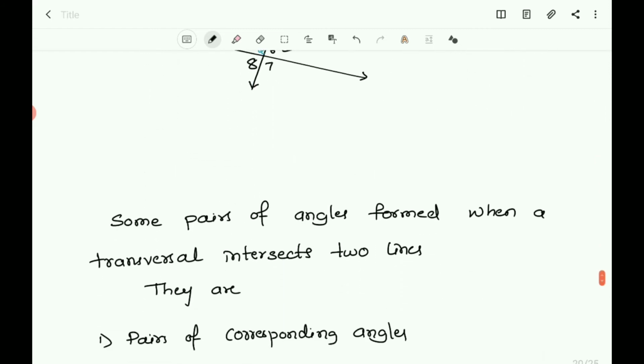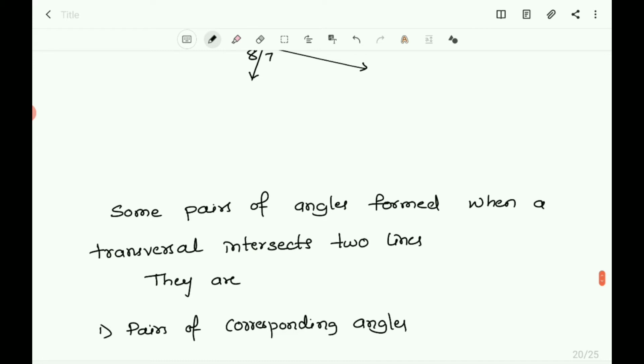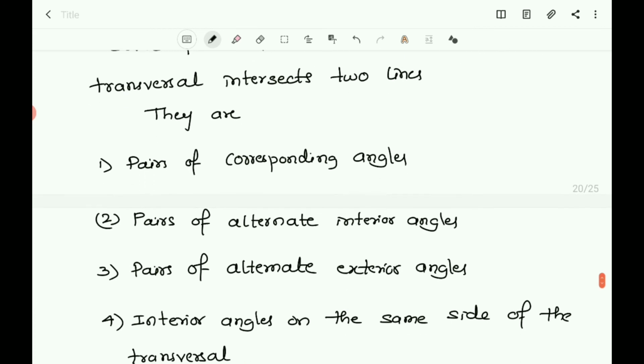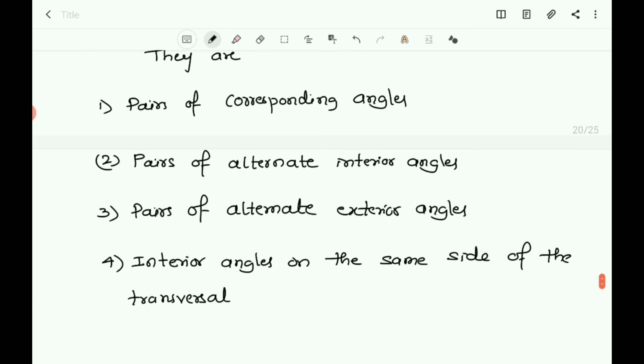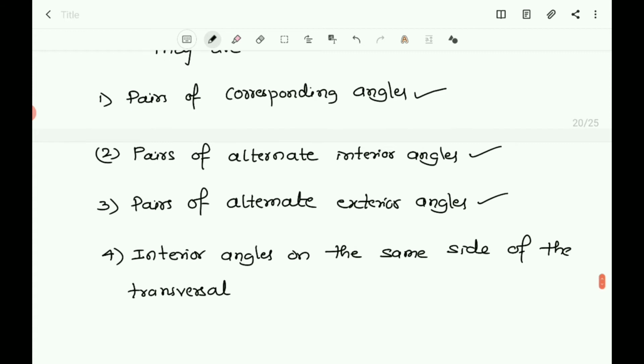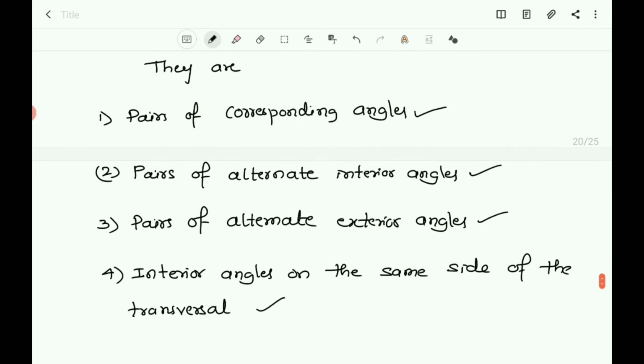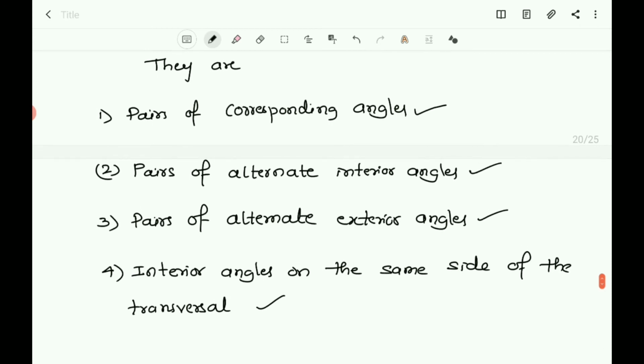Next, some pairs of angles are there when a transversal intersects two lines. They are pairs of corresponding angles, pairs of alternate interior angles, pairs of alternate exterior angles, and interior angles on the same side of the transversal. These are the different types of pairs of angles formed when a transversal intersects two lines.